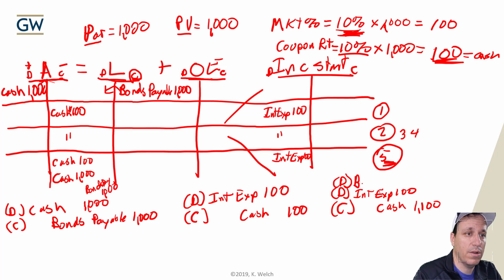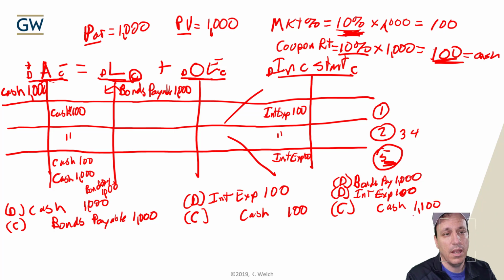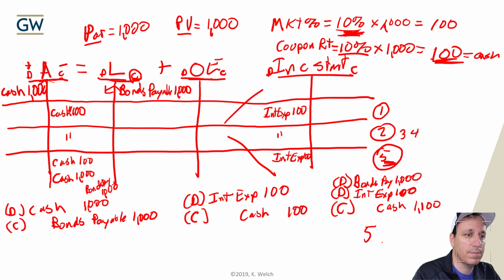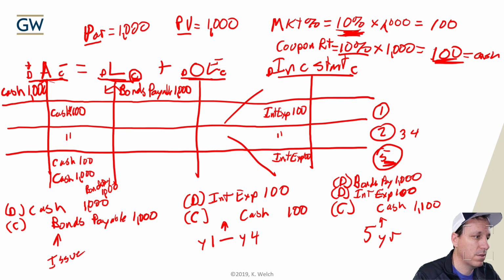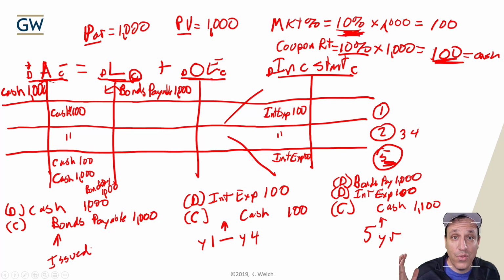And this is what it'd look like on your entry. Bonds payable 1,000. And you'll notice our debits equal our credits. We have 1,000 and then we have 100 equals the cash payment of 1,100. And that's what we would do in our 5th year. All right? Years 1 through year 4 would just have this entry up here, this entry right here. Year 5 would be this entry, and this is when it's issued. So that is how you journal entry for a bond issued at par.